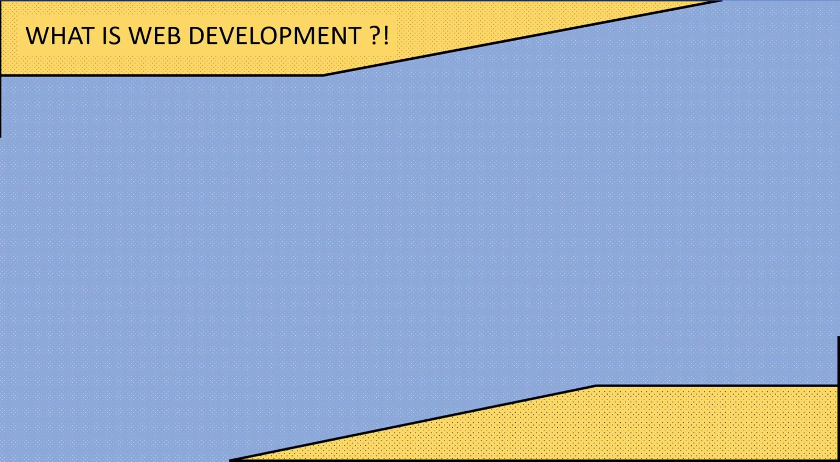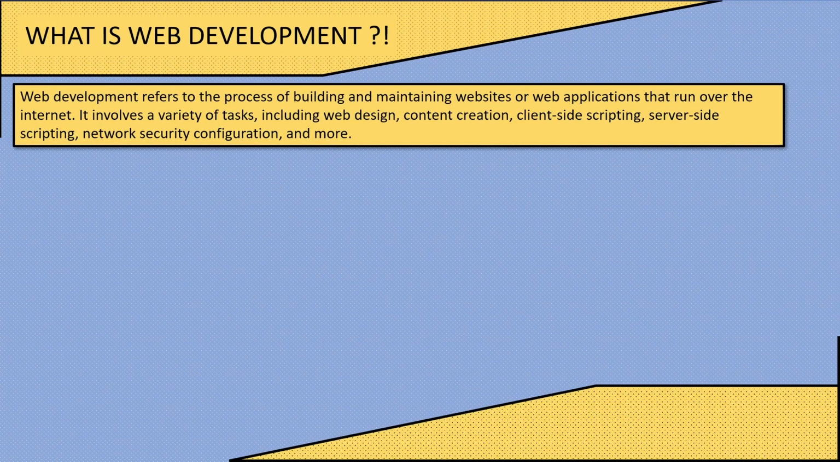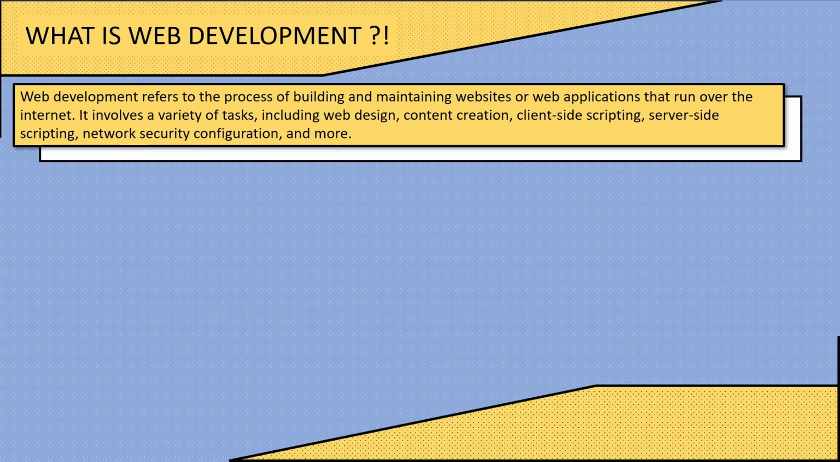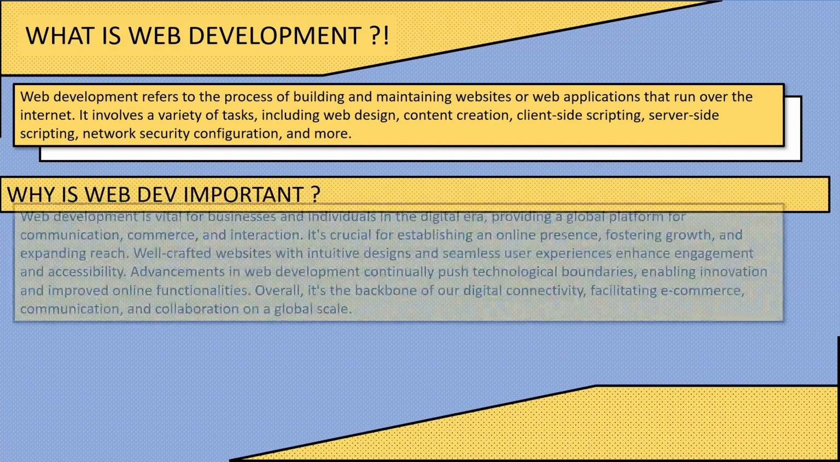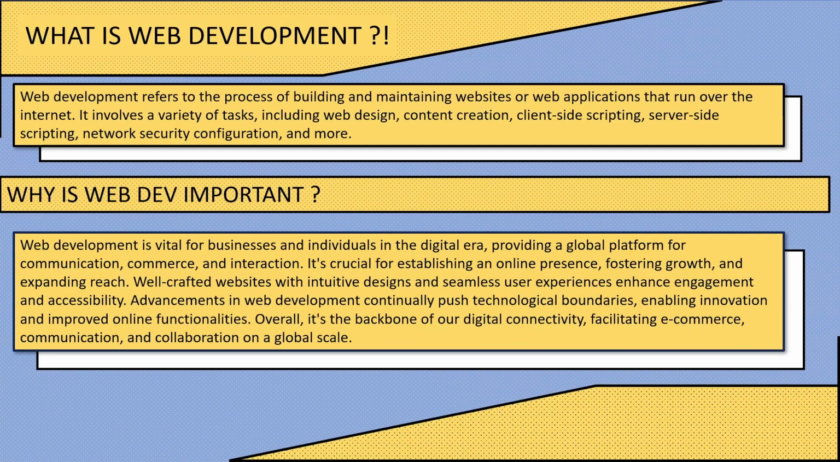What is web development? When you open a website, what you first see on clicking a link is known as a website, a web page. Web development refers to the process of building and maintaining websites or web applications that run over the internet. It involves a variety of tasks, including web design, content creation, client-side scripting, server-side scripting, network security configuration, and, most importantly, why is web development important? What I think is that most of the work on the internet is done with the help of web development. So it is definitely most important for everyone.